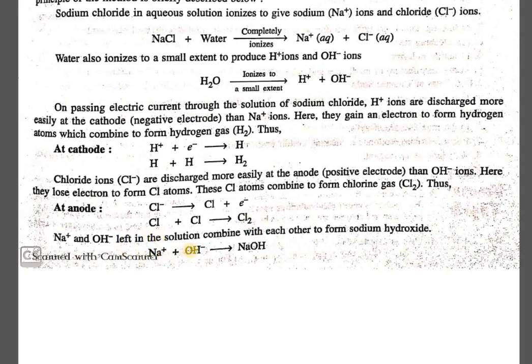Now what are the things which are left out in the solution? It is the sodium ion and the hydroxide ion. Now these two things which are left out in the solution will combine with each other to form caustic soda, which is sodium hydroxide. So you need to remember the reaction which is happening at the cathode, which is the negative electrode, and at the anode, which is the positive electrode.